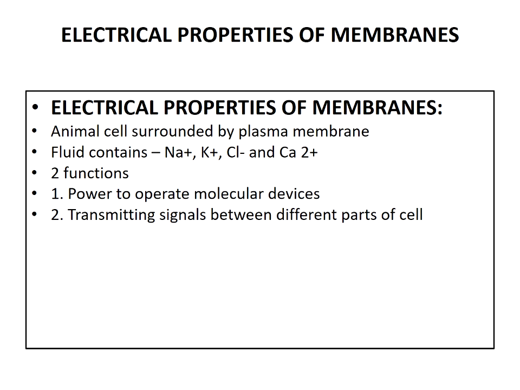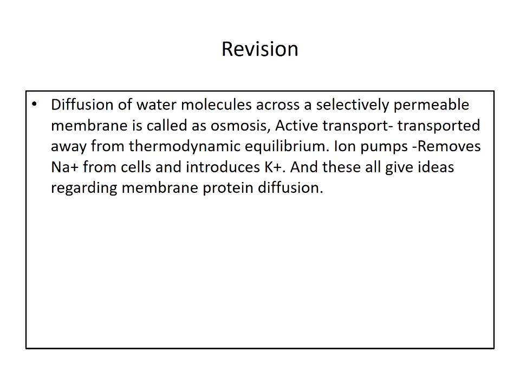Opening and closing of ion channels in the membrane produces a local change in the membrane potential, which causes electric current to flow rapidly to other points in the membrane. So this is regarding the electrical properties of membranes.